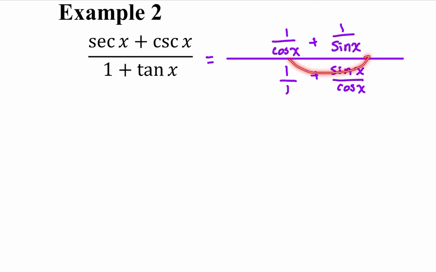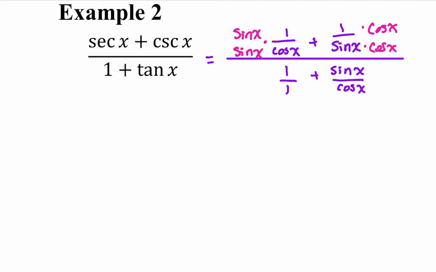Likewise, this one's now missing the cosine. So I'm going to bring this cosine over here and multiply it to the top and the bottom, which would then give it a common denominator of sine, cosine. So you're essentially bringing each opposite denominator to the other side. So this sine of x comes over here, and this cosine of x comes over here.